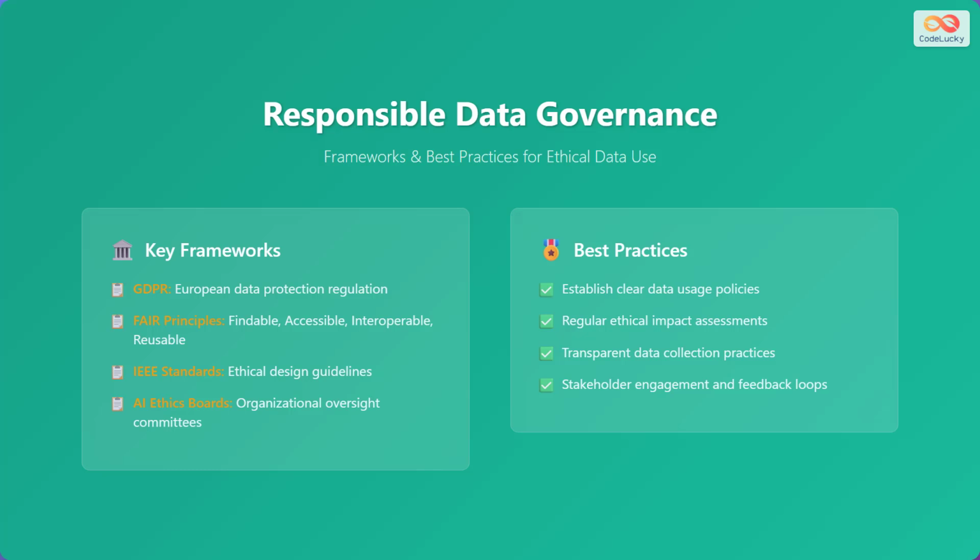data. The Institute of Electrical and Electronics Engineers, also known as IEEE, standards provide ethical design guidelines for technology. AI ethics boards are organizational oversight committees that ensure ethical practices are followed. Best practices for responsible data governance include establishing clear data usage policies, conducting regular ethical impact assessments, transparent data collection practices, and engaging with stakeholders to gather feedback.